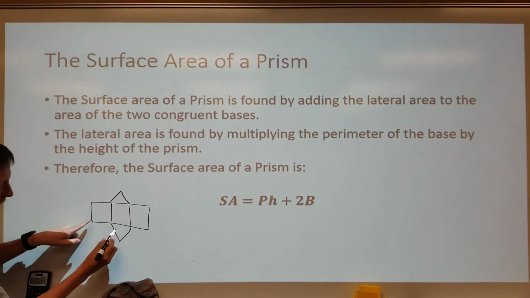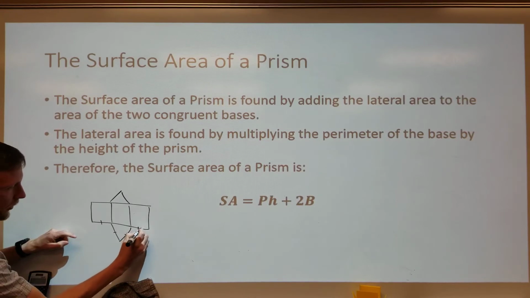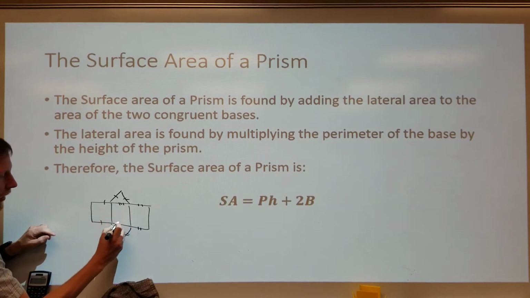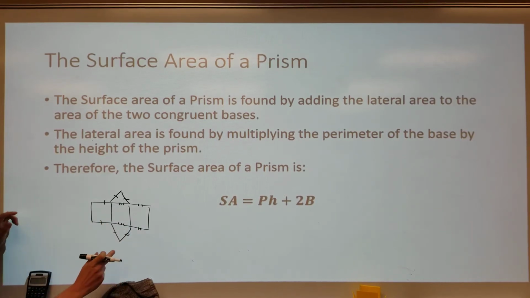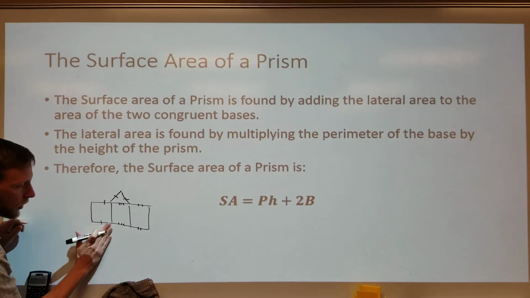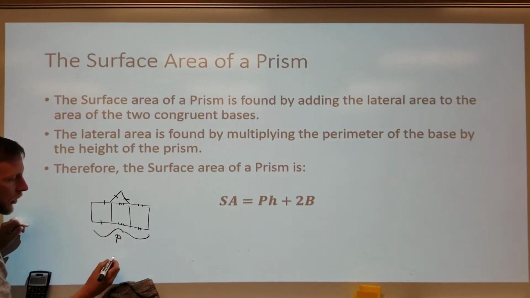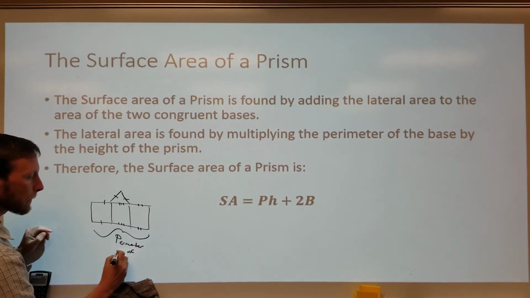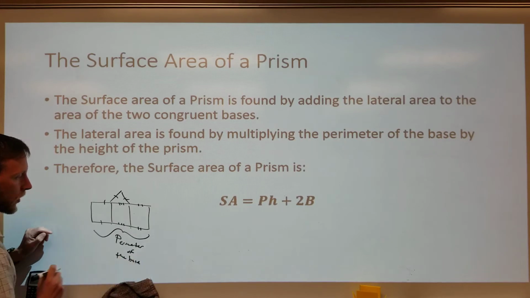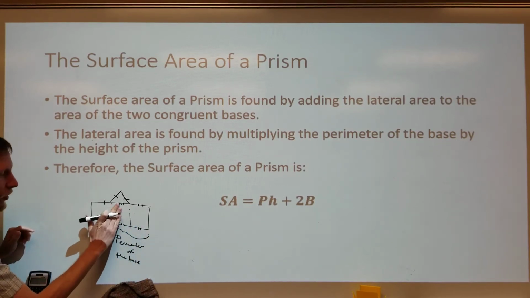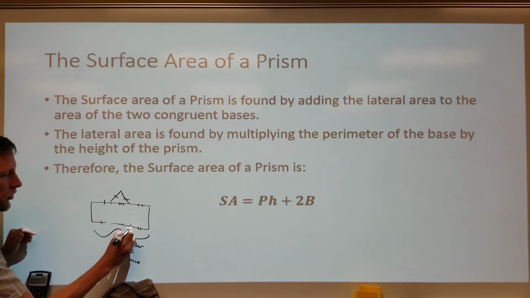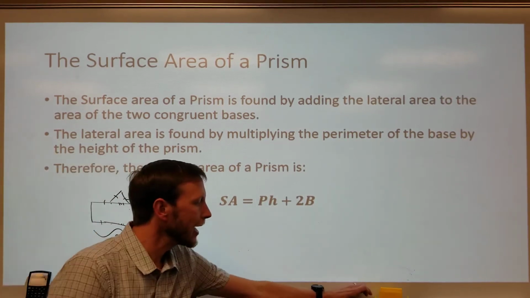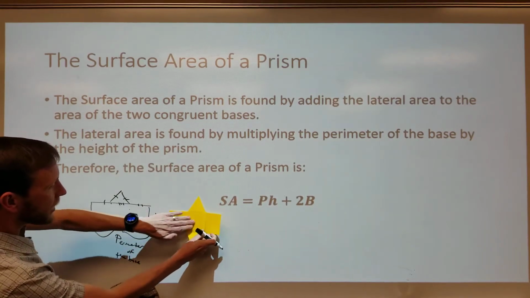what if we recognize that this and this were congruent, that this and this are congruent, which again means those are congruent, these are congruent, and then this side is its own thing. What we should notice is that this total length here is the perimeter of the triangular base, the perimeter of the base. All right? And so instead of finding 3 separate rectangles, what if we just took that perimeter of the base and multiplied it by the height of the prism? All right? And that essentially would give us the lateral area.